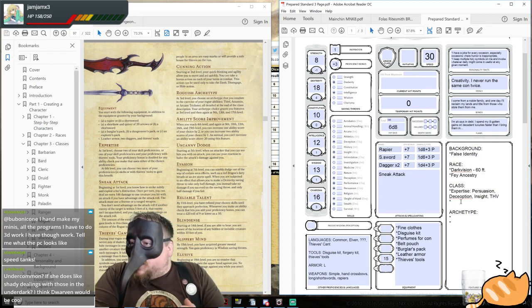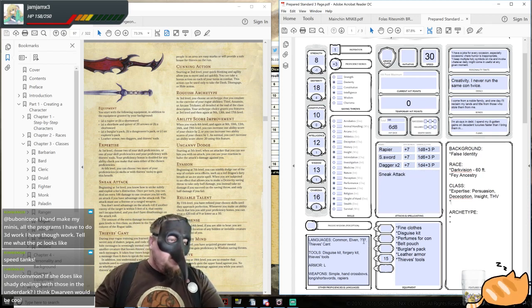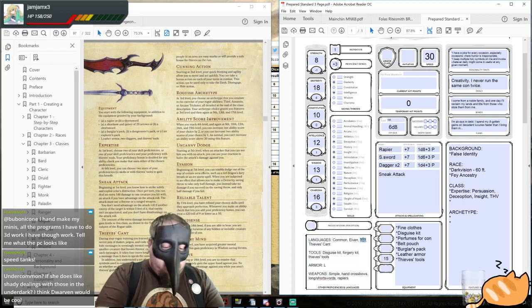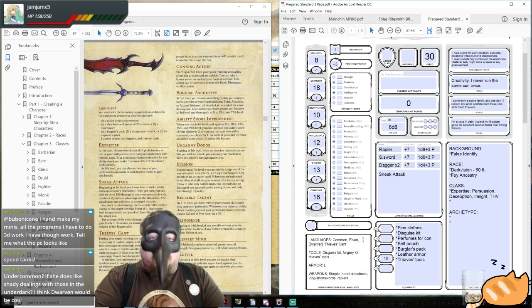Undercommon, if she does shady dealings with those in the Underdark, I think Dwarven would be cool. Okay, well, you know what? She is a bit of a gold digger. I think we'll go with Dwarven.